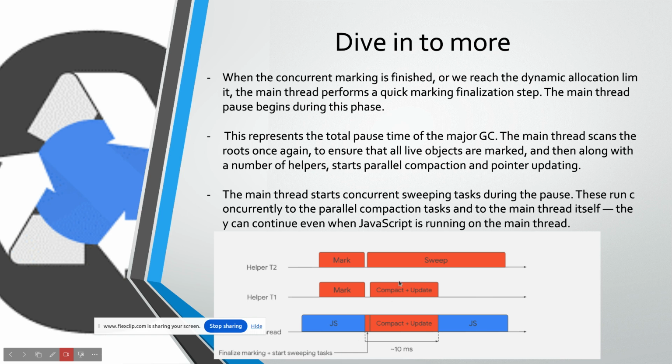After marking, if sweeping begins, that means there are some dead objects, and there's going to be defragmentation, which is optional. If it needs to compact, it uses parallel threads to reduce the GC time, so it compacts and updates pointers at the same time.